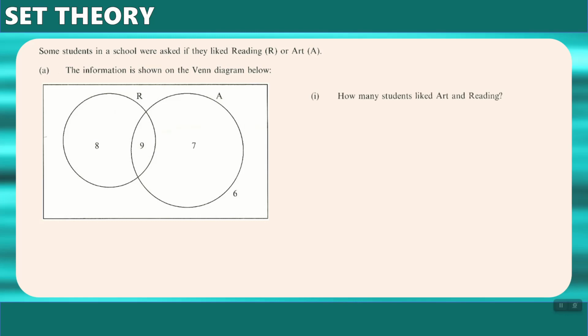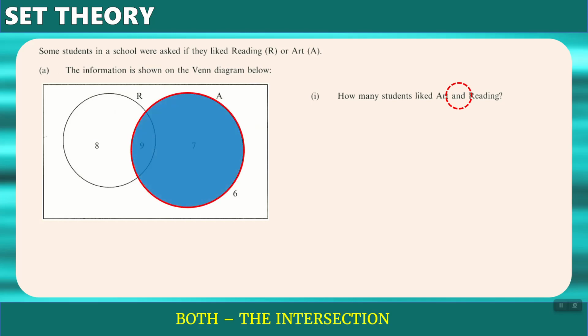The first question says, how many students liked art and reading? And the key here is the word and. This means that we have to look at where both circles intersect. So here's A for art, and here's R for reading, and the students who liked art and reading are represented by the figure that's in the middle of the two. You can see that the blue circle and the yellow circle overlap in the green section, and that is the number 9. So there are 9 students that like both art and reading. Even though the question didn't say both art and reading, it says art and reading, and the and gives you the clue that it is the intersection.